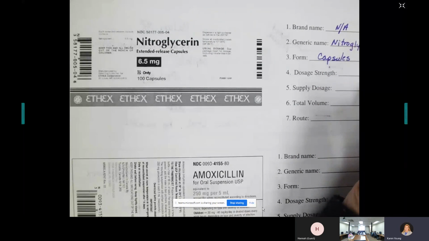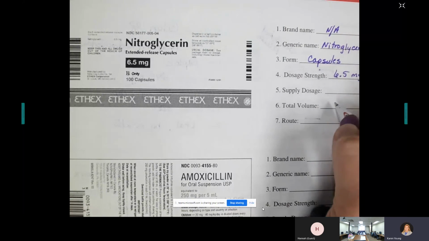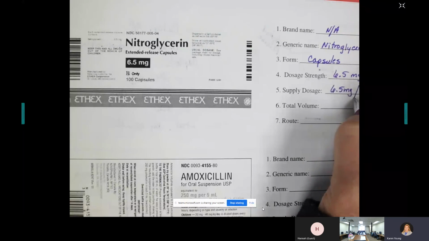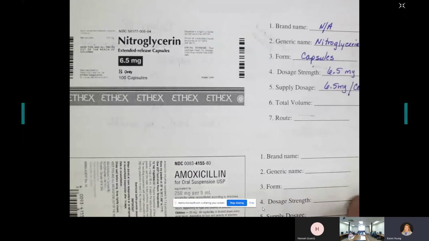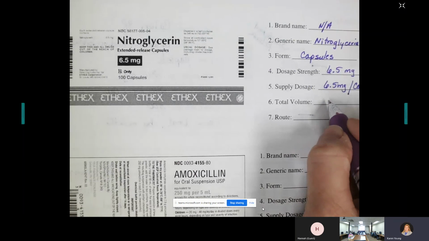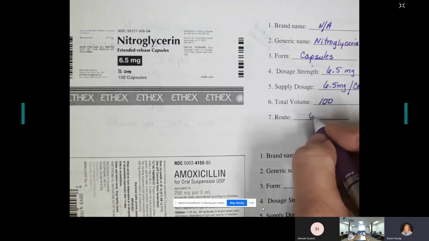And what's my dosage strength? 6.5 milligrams. And then my supply dosage? The 6.5 milligrams per capsule, because the supply dosage is the dosage strength in the form. And then my total volume, how many capsules are in my bottle? 100. And then my route, since it's a capsule, my route is going to be oral.